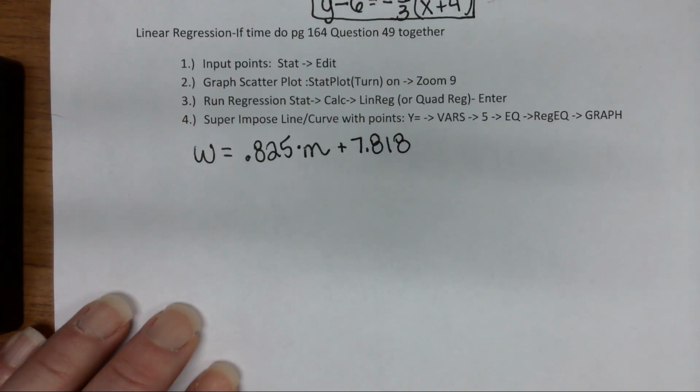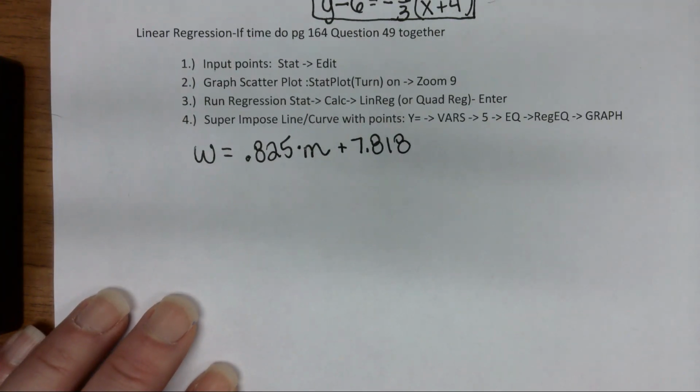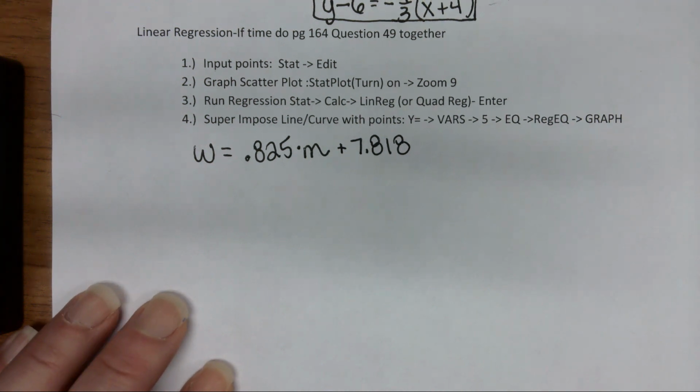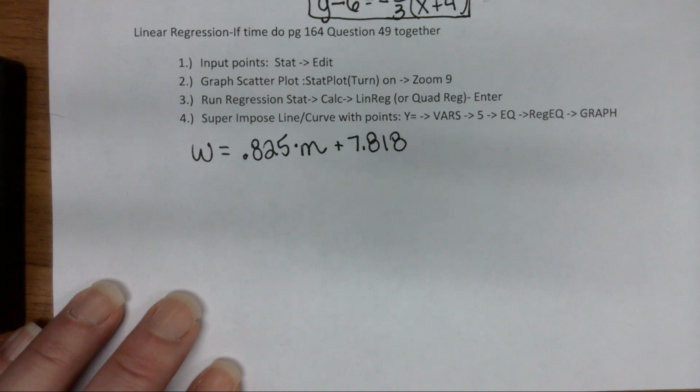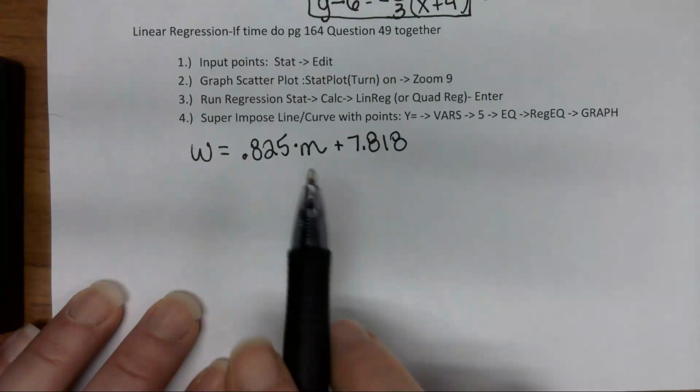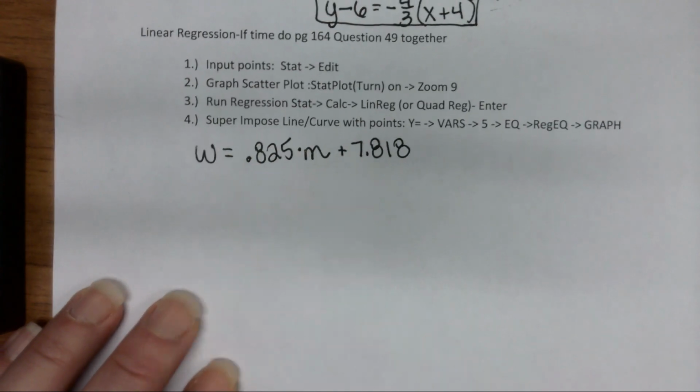Because now I could use this to predict other weights. Like let's say I said, would you predict the weight of a 44-month-old child? Where would you put 44 months in? For M, and then it would tell you the pounds.